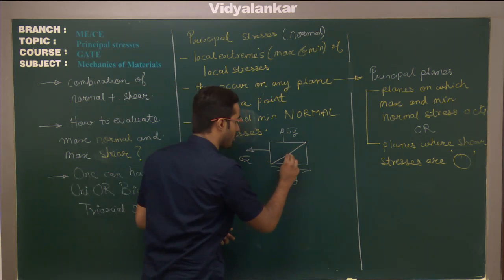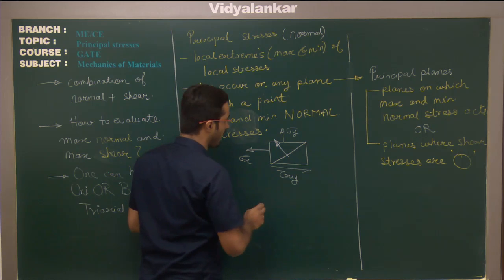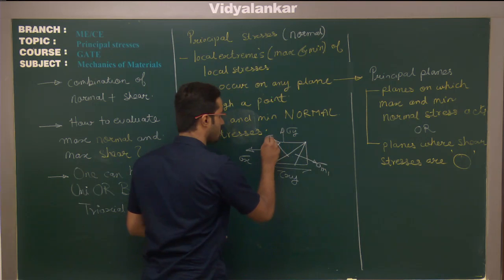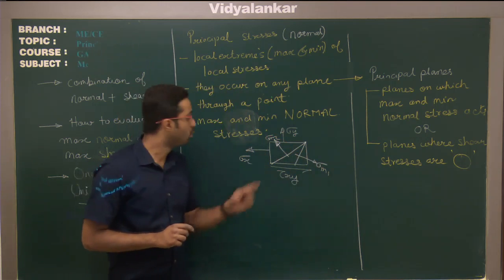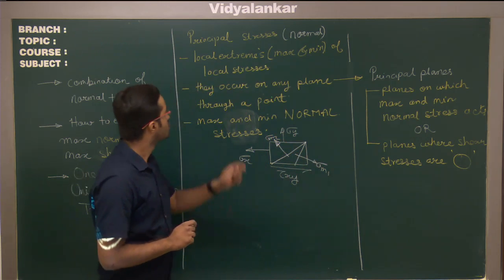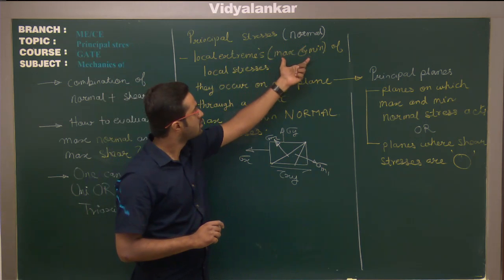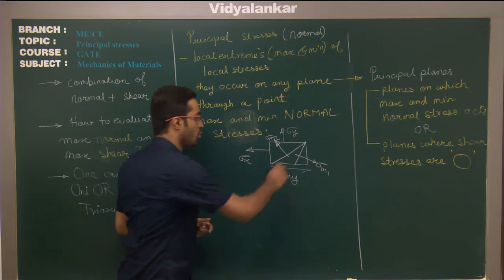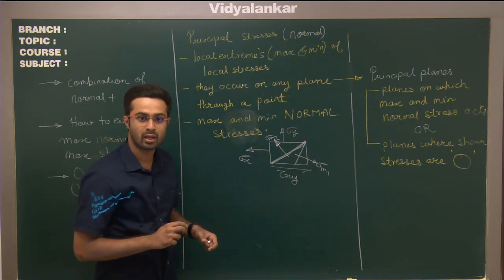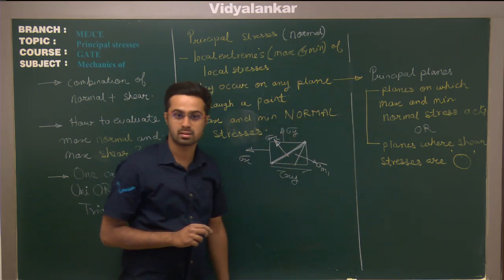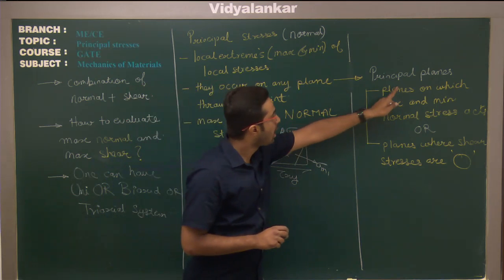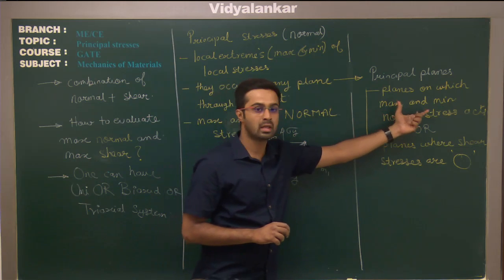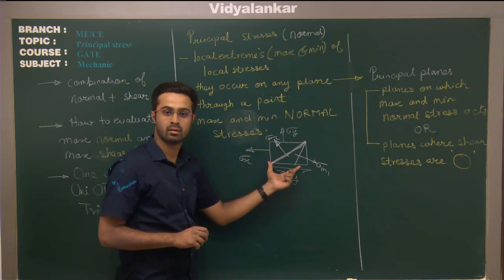So I can have maximum normal on this particular plane. Okay, I can have maximum normal on any other plane, let's say this particular plane. So this can be my maximum normal, and both these stresses are known as principal stresses. Okay, so they are the local extremes of normal stresses which can have minimum and maximum value, and they occur on any plane through a particular point. So you have a plane here, they occur on any plane. Okay, and the planes on which they occur are known as principal planes. So principal planes are those planes on which you are going to have the maximum and the minimum values of normal stresses, and these maximum and minimum values are local to this particular plane.